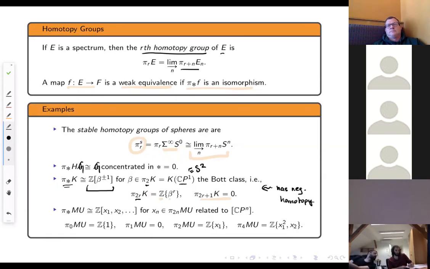All right, similarly, pi star of MU, I described it as a graded ring. It's a polynomial algebra on classes xn in degree 2n, and they're related to the cobordism class of CPn. They're not quite equal, but if you tensored with Q, they'd be multiples of the classes for CPn. So in this notation, pi 0 of MU is Z on the unit, pi 1 is 0, pi 2 is Z on x1, pi 3 is 0, and pi 4 has two copies of Z, one on x1 squared and one on x2.